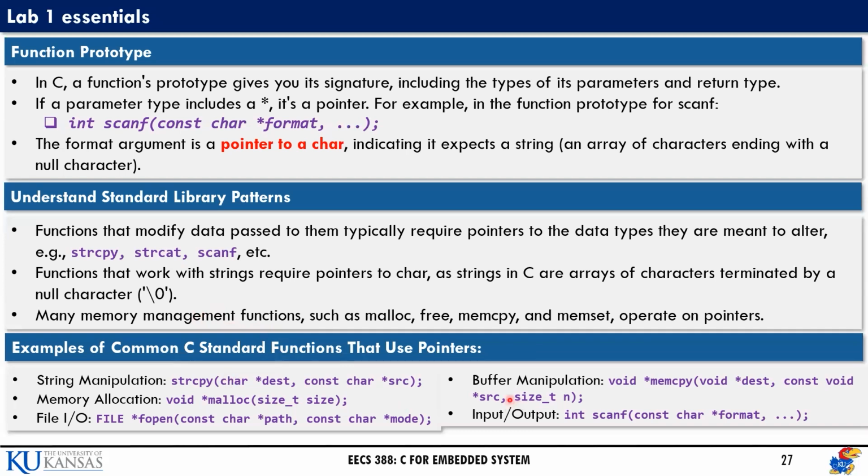Also, here are very basic, common standard functions that we use when we write code in C. And you can see here that in most cases, the arguments they take are pointers. So you can't avoid pointers in the C language. You have to understand the concept of pointers.